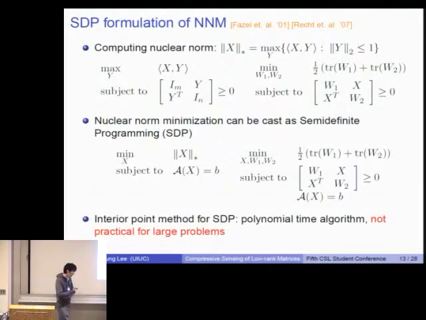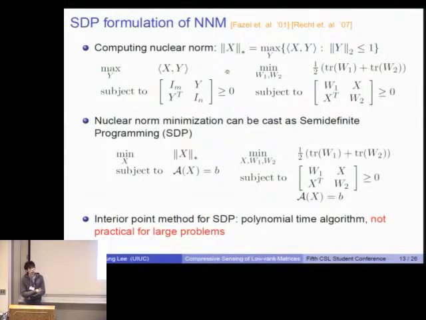Then it remains to how to solve the problem. So we know that it's a complex optimization, so which algorithm do we need to use to solve the problem? The first approach is done by Fazel and Recht, Fazel, Parrilo in 2007. It is motivated from the computation of the nuclear norm.